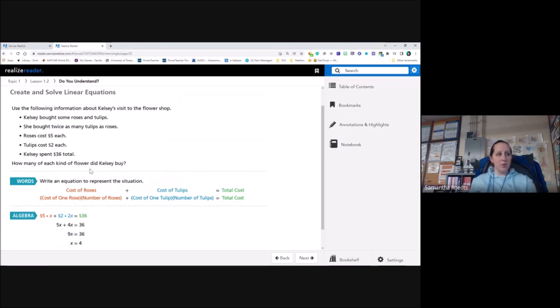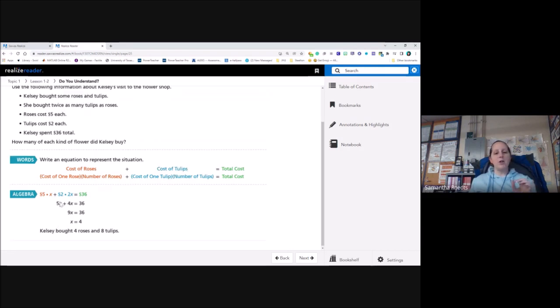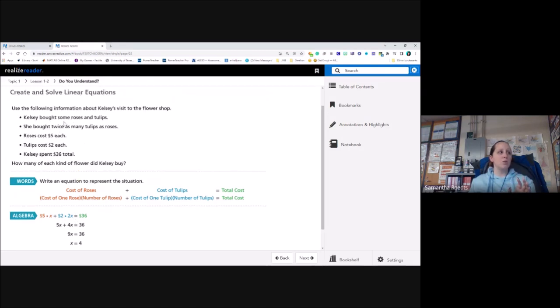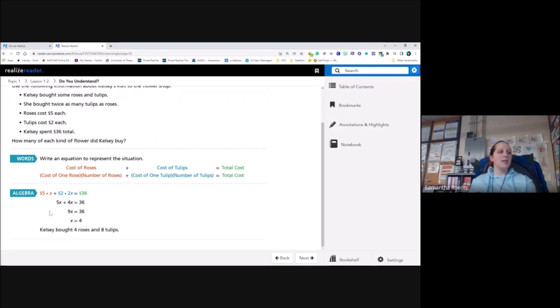So I can write an equation to represent the situation. The cost of one rose times the total number of roses she bought, plus the cost of one tulip times the total number of tulips she bought, equals the total cost. So $5 for a rose, so 5 times x, plus 2 times 2x, since tulips cost $2 each and she bought twice as many tulips as roses, equals 36.